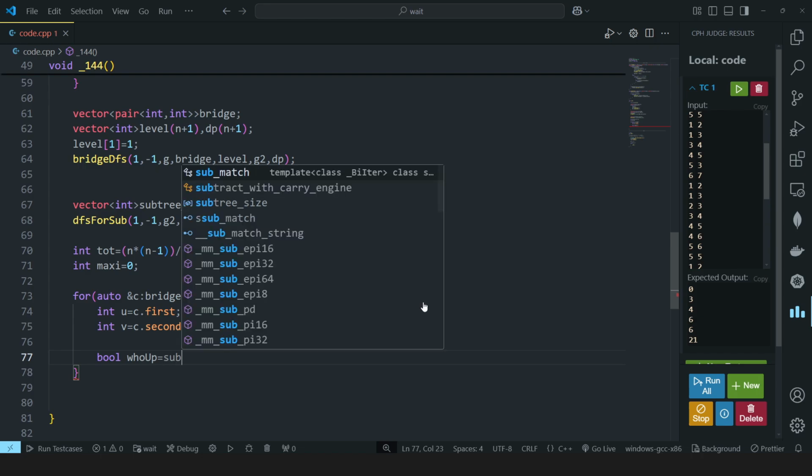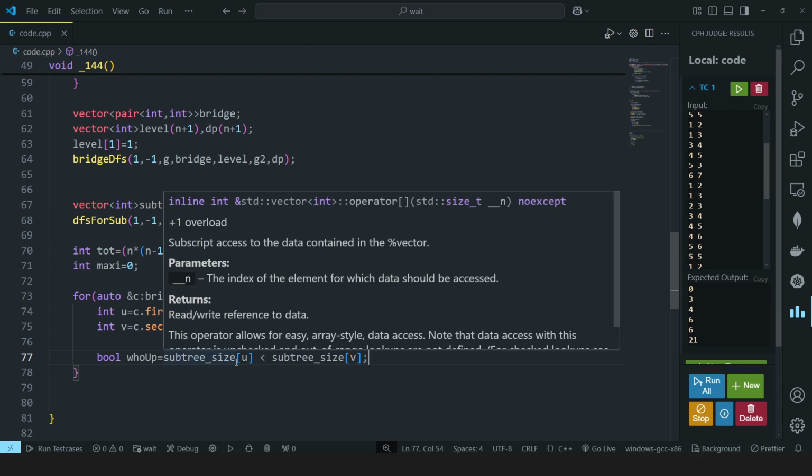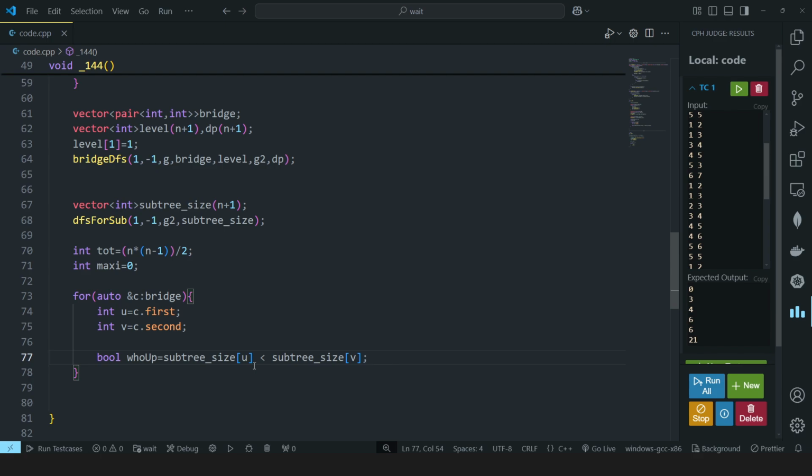And how will we decide who is up? If the subtree size of u is less than the subtree size of v, what does this mean? It means that the subtree size of u is less and the subtree size of v is more. So in the bridge, that is the u to v link, u must be the downward vertex. Only then the subtree size of u would be less and the subtree size of v would be more.